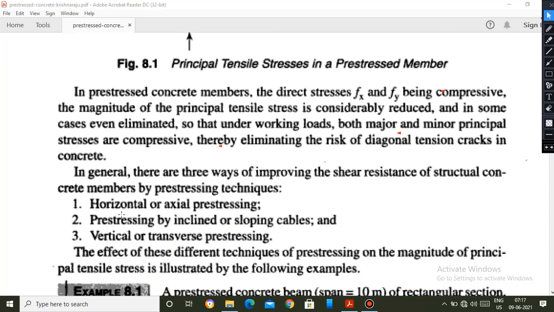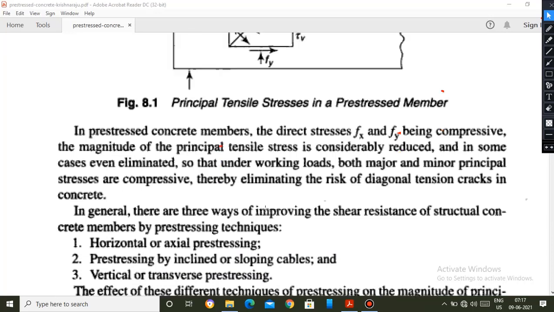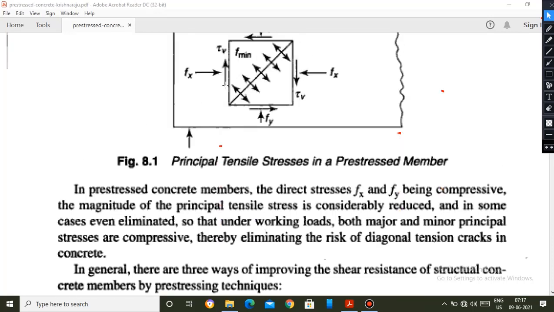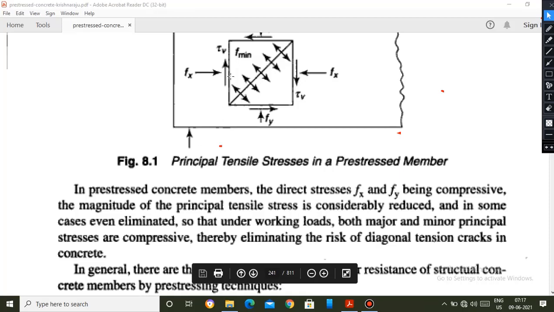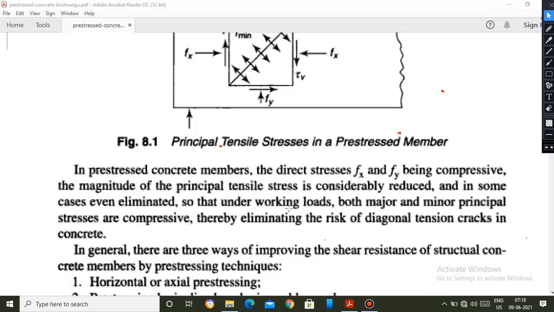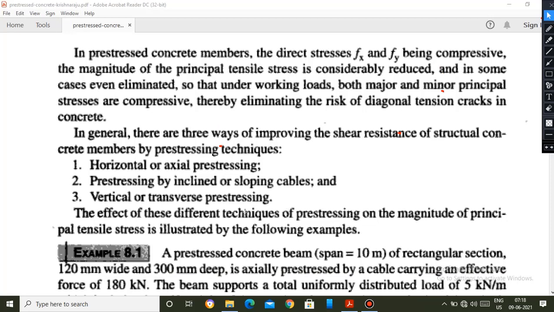These conditions are the horizontal or axial pre-stressing. That means normally we stretch the tendon in the horizontal direction only. That is the pre-stressing we give to this pre-stressed concrete member. We should give it in a horizontal or axial direction, and pre-stress the member along its axis.